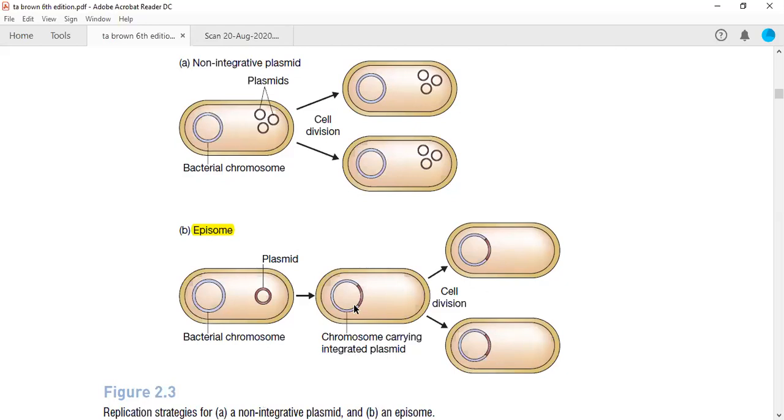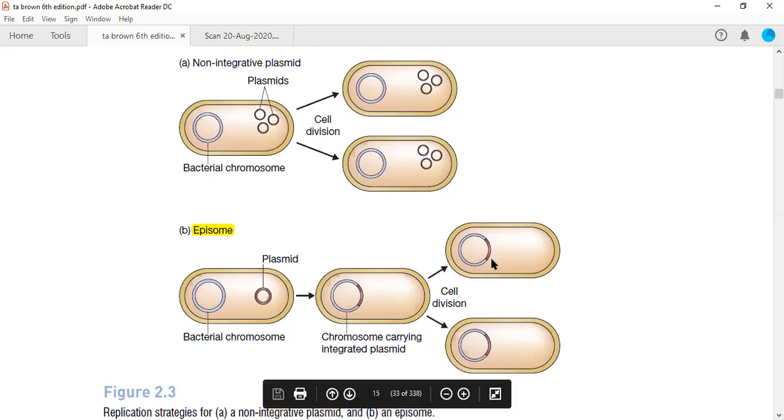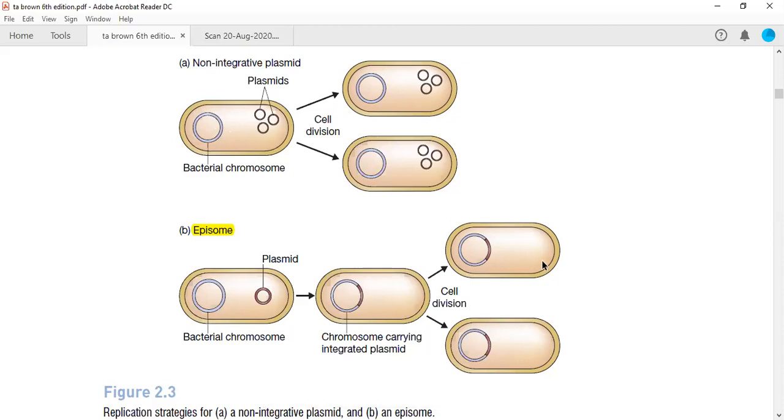Now you can assume that in evolution this can happen several times, that certain plasmids which may have been present independently at some time are today integrated into the bacterial chromosome, and they are present like this only. But this is not always the case. Two or more divisions can happen, and during each cell division the daughter cell will have this episome in this form only, meaning the chromosome is integrated with the plasmid.